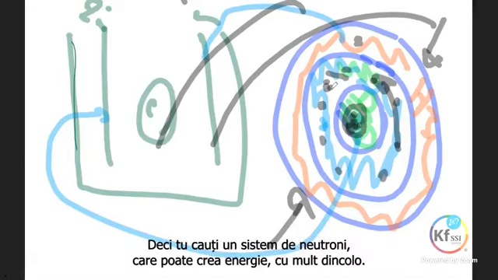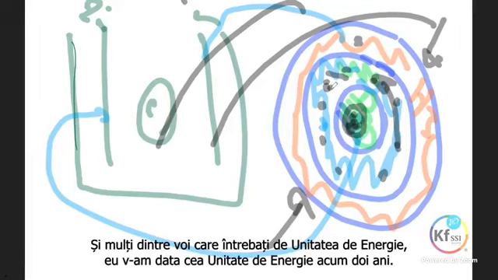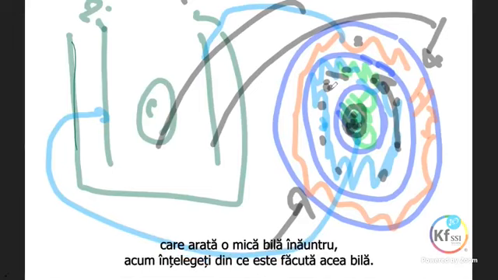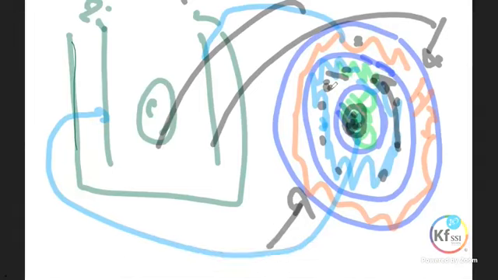So you are looking for a neutron systems that it can create energy vast beyond, and a lot of you asking about the energy units. I could have given you the energy unit 2 years ago, if you understand this technology. Go back to the pattern number 2, plasma reactor batteries, and it shows a little ball in there. Now you see what that ball is made of, if you understand it.